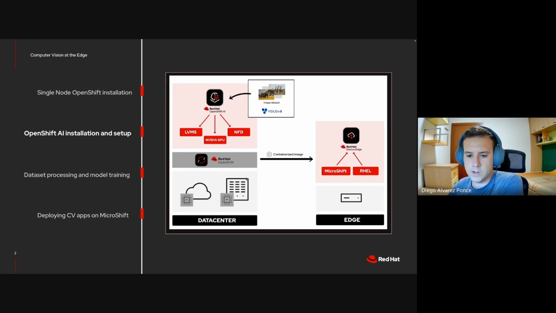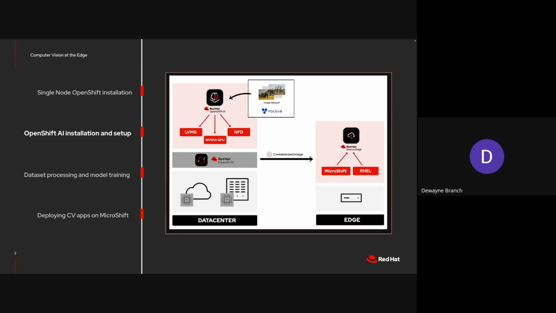We deployed single node on a bare metal node with GPU, and also we saw how to do it on AWS. So right now we are on the second episode where we are going to deploy OpenShift AI. We will see it later, but it's the platform where all the different teams come together to start building, training, deploying and managing models.